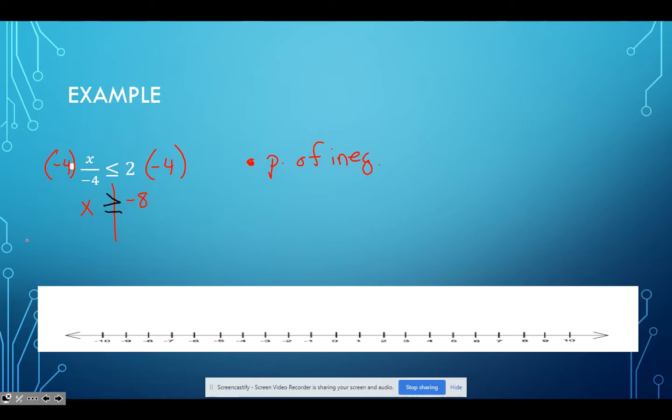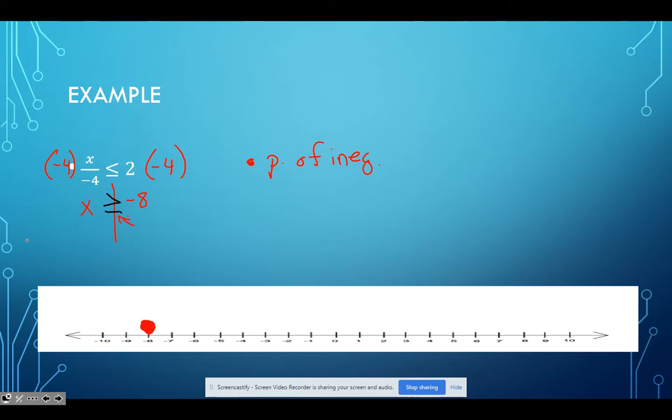Now that I've solved my inequality, I'm going to attack the graphing portion. First of all, I've solved it. I have my number line. And now on my number line, I'm going to draw a circle at negative 8, right above it. And because of the equal part of it, I need to fill this circle in. That means I'm including negative 8 in my solution set.